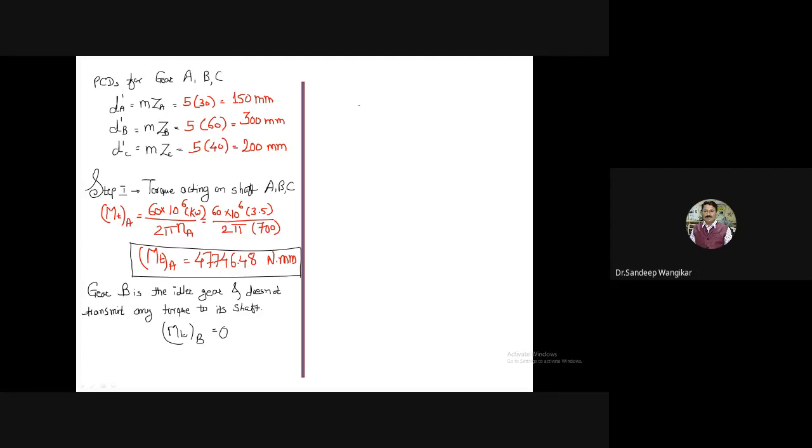Now, next, the same power is transmitted from gear A to gear C. So what I have mentioned here: kW of A is equal to kW of C.